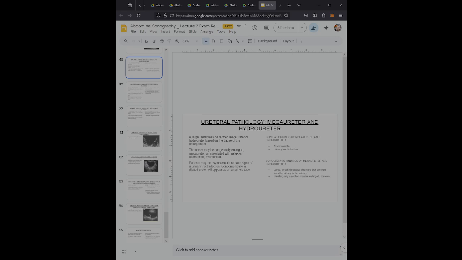Megaureter and hydroureter, these are based on the cause of enlargement. The ureter may become enlarged congenitally, known as megaureter, or associated with reflux, and we call this hydroureter. And we would see large anechoic tubular structures extending from the kidney to the urinary bladder, and only one section may be enlarged.